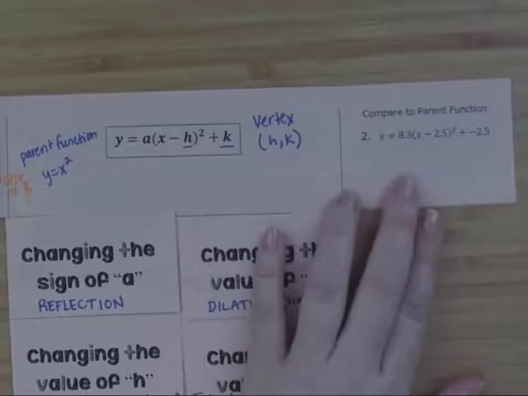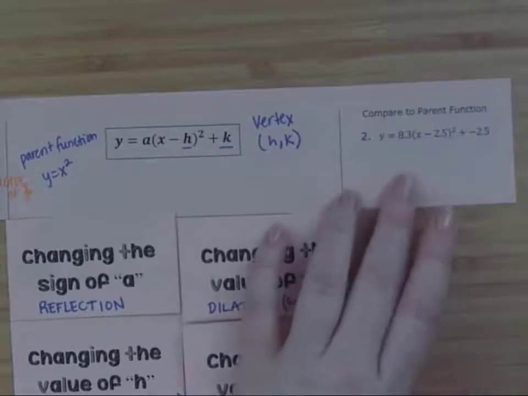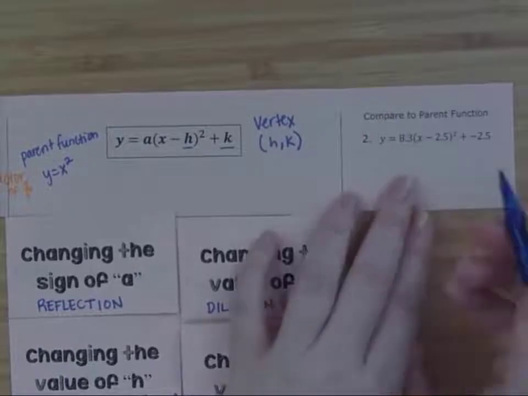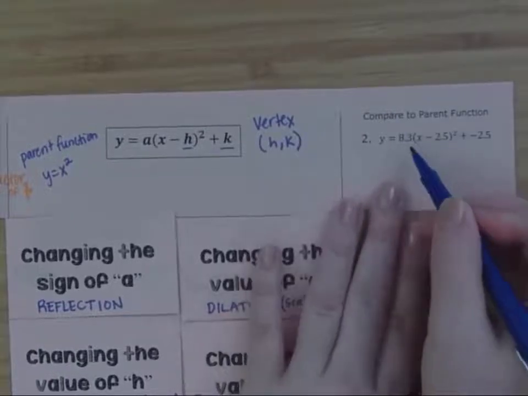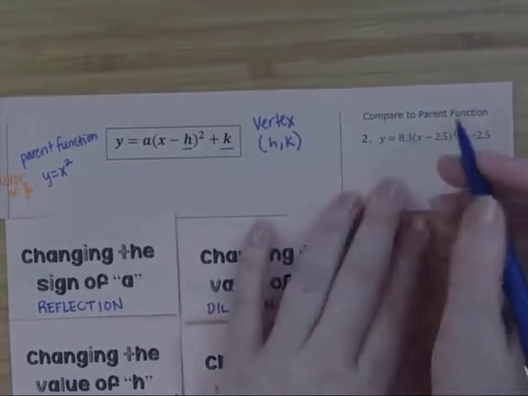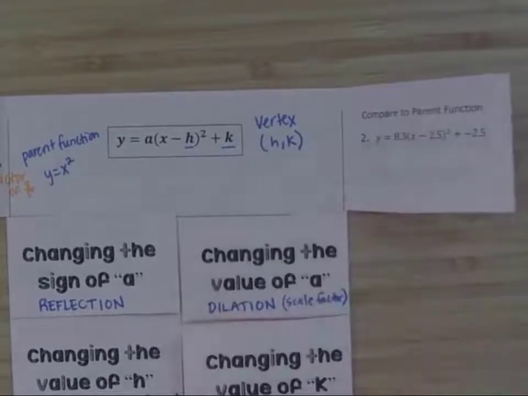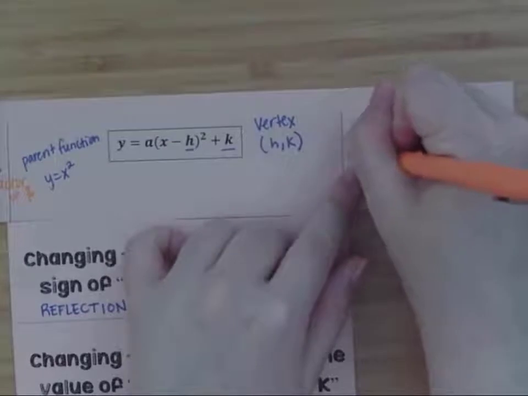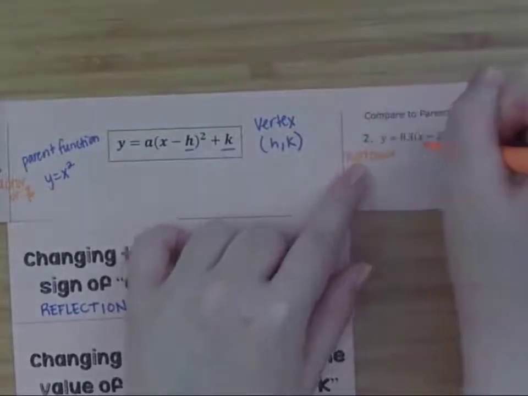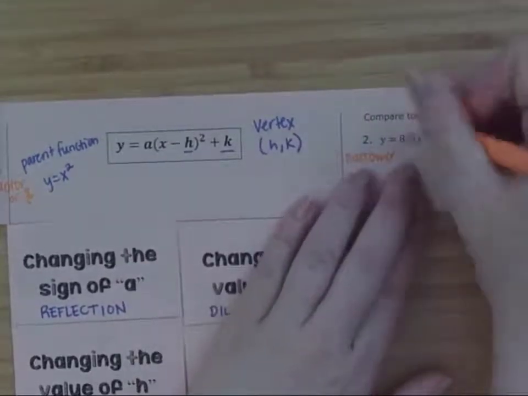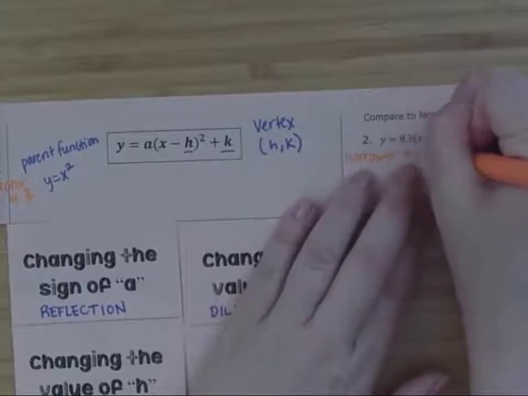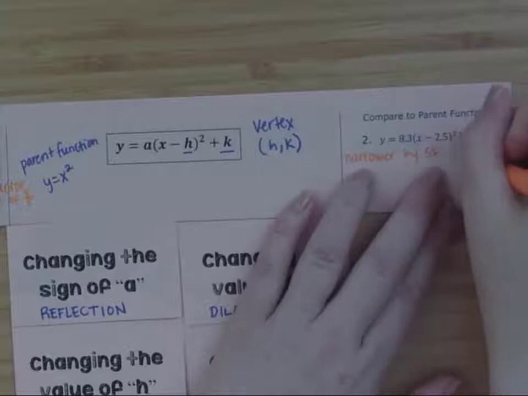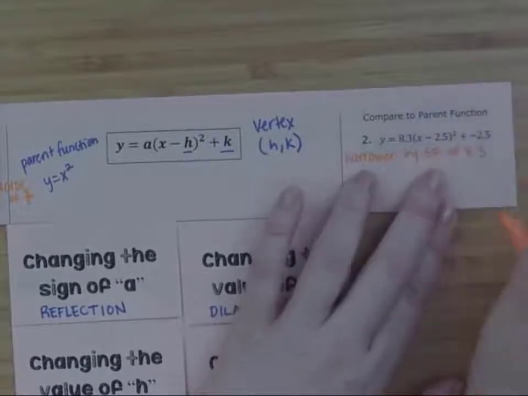So comparing to the parent function, we don't have a reflection because the sign of A is not changed. We do have a dilation. 8.3 is greater than 1, so we would say vertical stretch, or you could say narrower. As long as you know that those terms are interchangeable, you should be fine. By a scale factor, and I'm just going to abbreviate and say SF for scale factor, of 8.3.